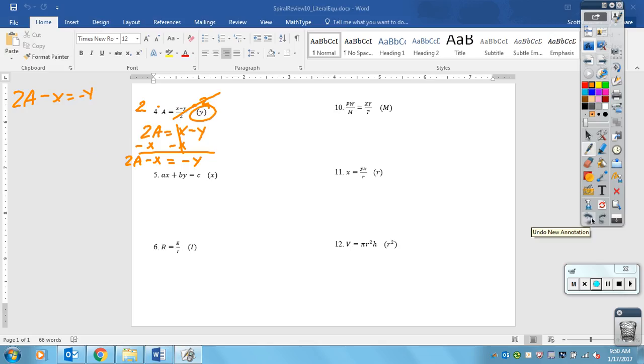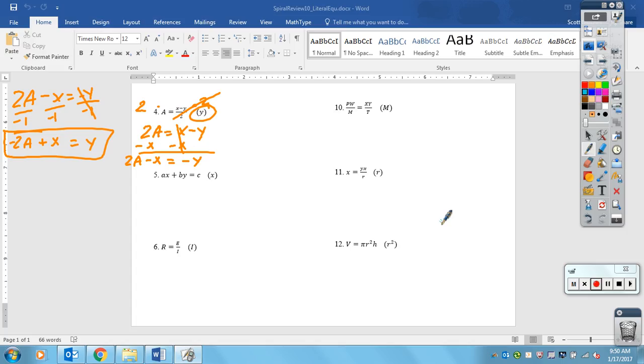It's not. Divide every term by negative 1. That's how we can get rid of that negative part. Y equals negative 2a plus x. So negative divided by negative is positive. You need to do that if you want to be correct and accurate.